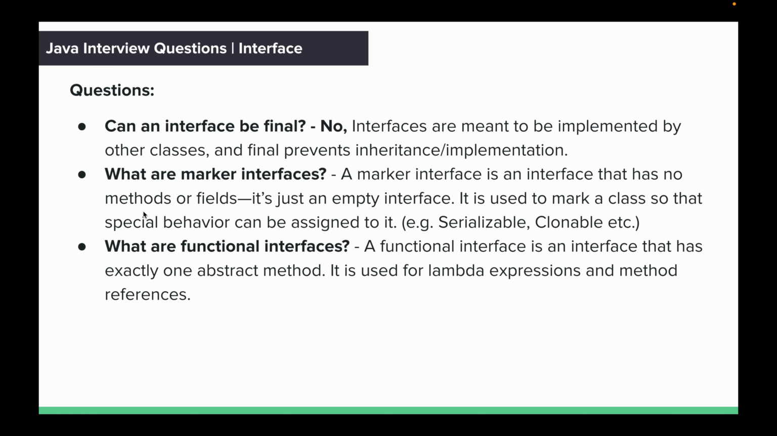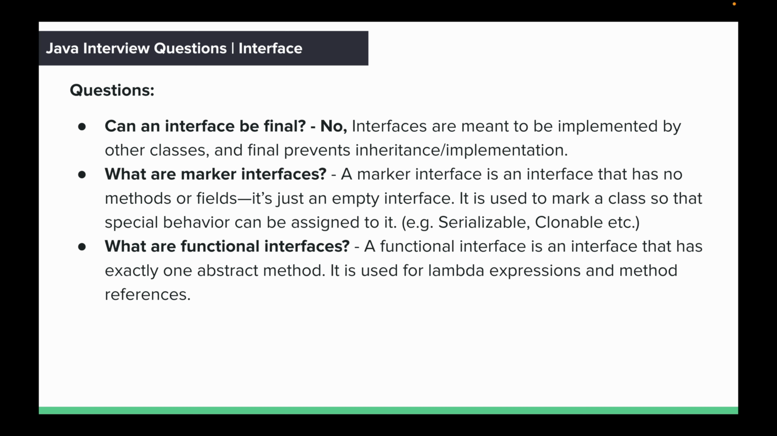Now the next question is, what are marker interfaces? Marker interfaces are basically interfaces having no methods or fields. It is just like an empty interface, and it is used to mark a class so that special behavior can be assigned to it. So an interface without any body is called a marker interface. We have a couple of examples like the Serializable interface or the Cloneable interface.